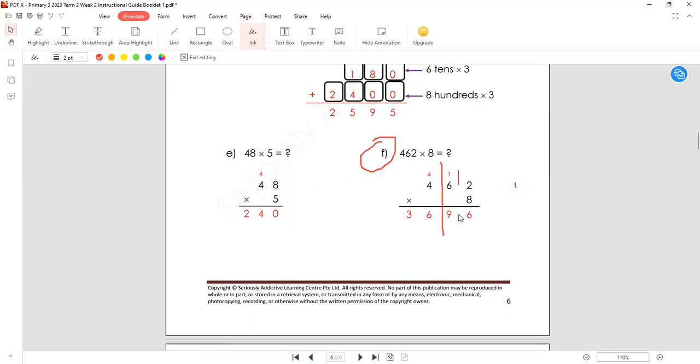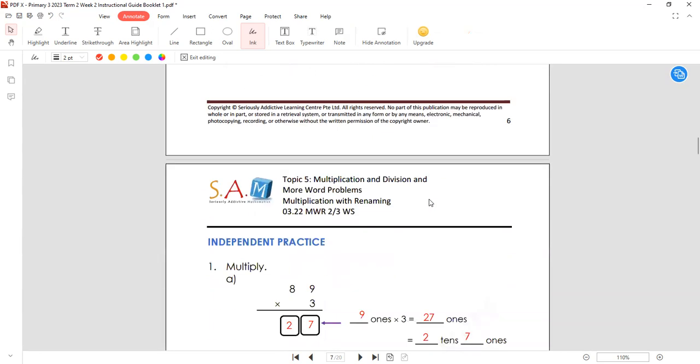Now, you might want to draw this out as you explain, right, to them, or before you explain, so that they know that you are doing it by place value. And this is thousands. Okay, so quite straightforward.